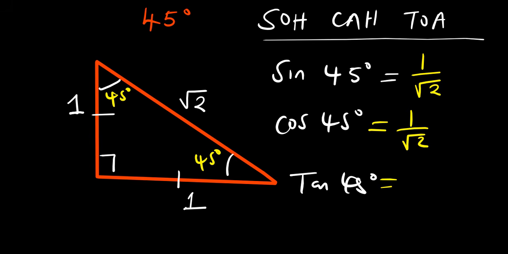Then I come to tan 45. Tan is opposite over adjacent. Now opposite to 45, it is a 1. Adjacent to 45, it is also a 1. So we are dividing 1 by 1, which will just give me a 1. So these are some of the special angles that you are supposed to understand.